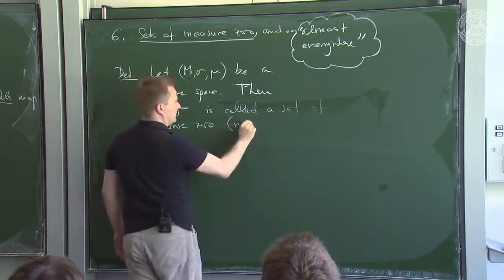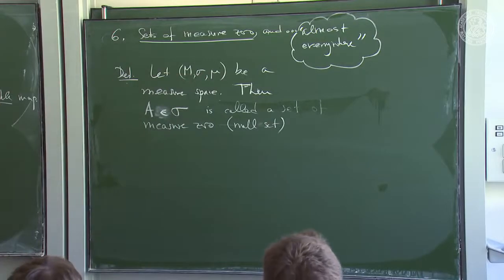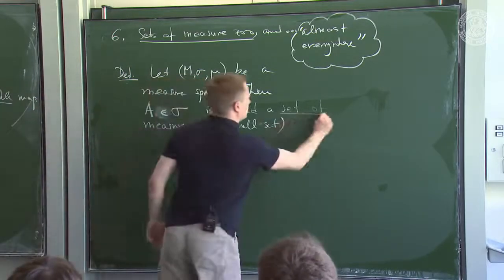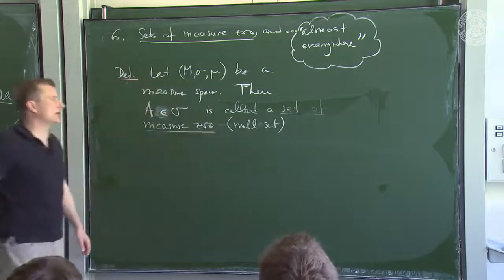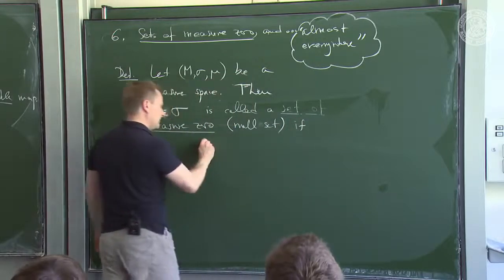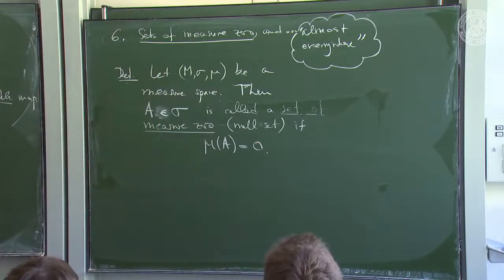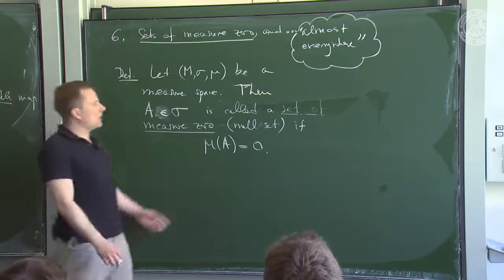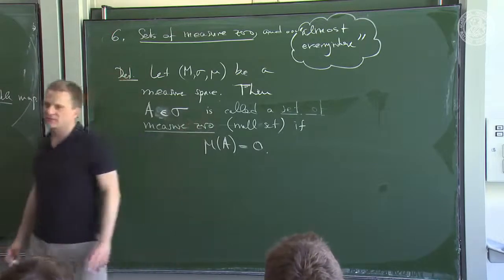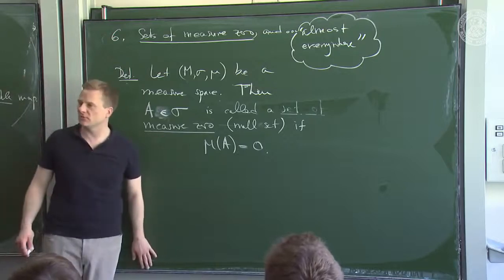Or maybe you can call it a null set. That's a little cleverer. Well, I guess it's shorter. A set of measure 0, null set, or German Nullmenge, if, surprise, surprise, mu of A is 0. Okay, that's a set of measure 0. So it is a subset. Obviously, the empty set is a set of measure 0. But the whole point is there may be sets that are not the empty set and still have measure 0.